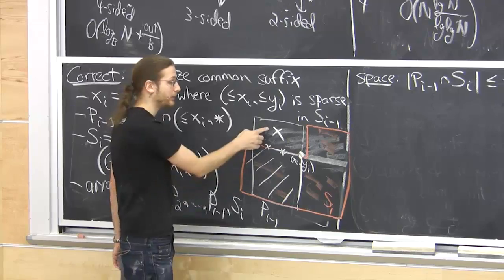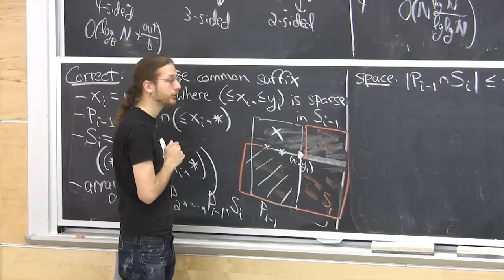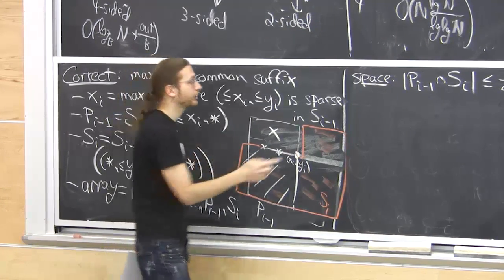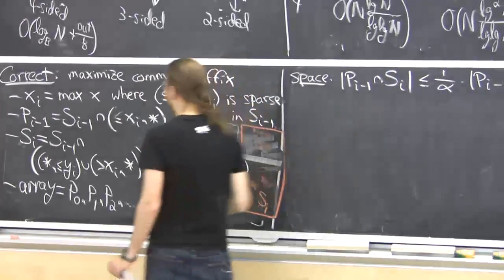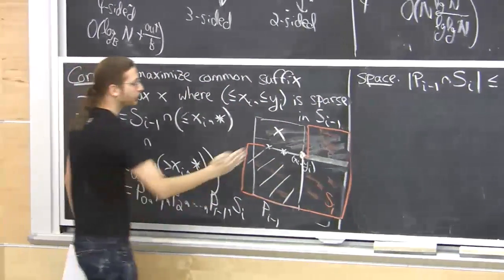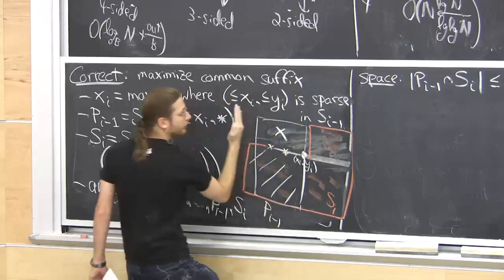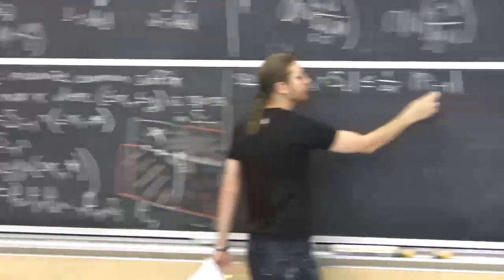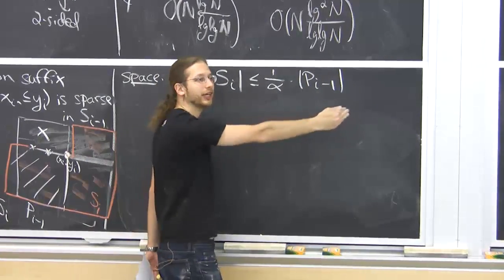Most of the points have to be up here in order to be sparse. Okay? And that's actually what this is saying, if you expand the definitions. So pi minus 1, that was all the stuff to the left. Okay, so that's this thing. This is what we would get if we just did a linear scan from left to right.